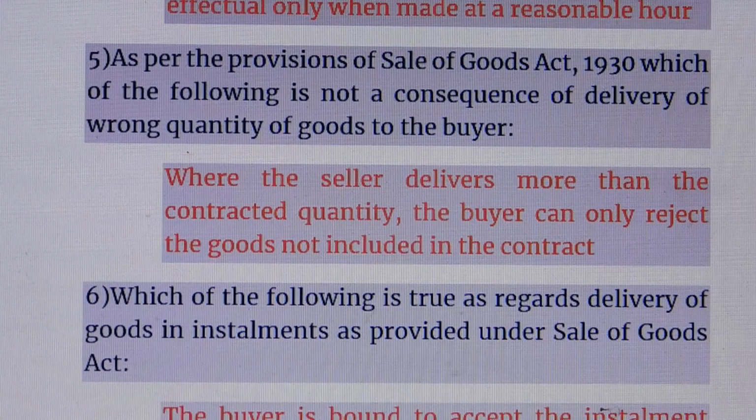Question number 5. As per the provision of Sale of Goods Act, which of the following is not a consequence of delivery of wrong quantity of goods to the buyer? Answer is where the seller delivers more than the contracted quantity. The buyer can only reject the goods not included in the contract.